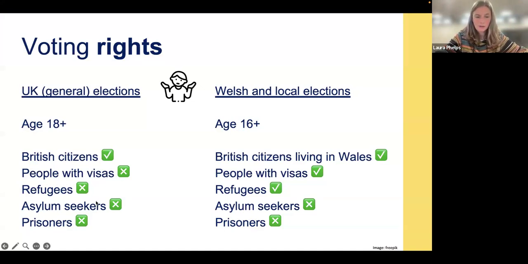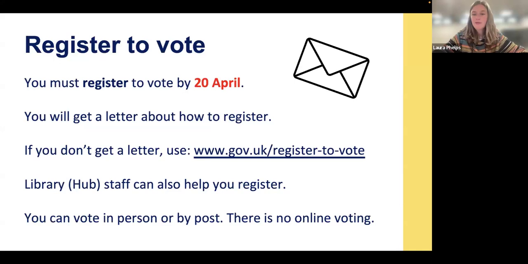There's an extra group here, maybe you can see at the bottom, so prisoners as well. If someone is in prison, then they lose their right to vote until they come out of prison, come out of jail. But in Welsh elections and local elections, things are slightly different. So you only have to be 16 to vote in Wales. So age 16 and over can vote in Wales. And remember, British citizens can, people with visas can, refugees can, only asylum seekers cannot and prisoners cannot, the same as in the UK. So if you have the right to vote, you have to register.